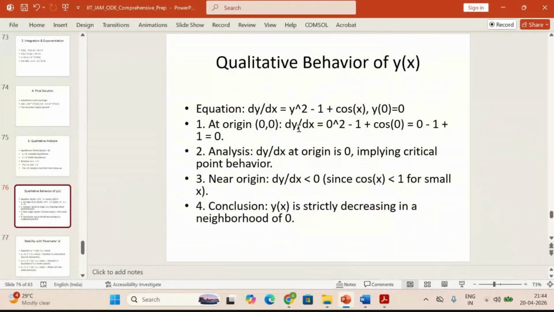So at the origin, dy/dx, just substitute all the values and you will get 0. So dy/dx at the origin is 0, implying critical point behavior. Near the origin, dy/dx is less than 0, since cos x is less than 1 for small x. So the conclusion is y(x) is strictly decreasing in the neighborhood of 0.